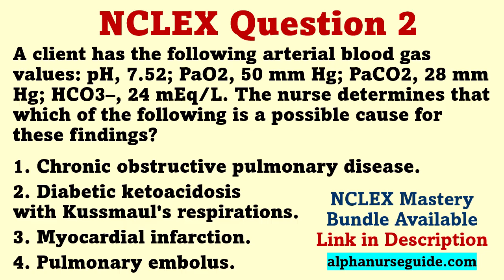The correct answer is 4. PaCO2 of 28 and PaO2 of 50 are both abnormal. The PaO2 of 50 signifies acute respiratory failure. In evaluating possible causes for this disorder, the nurse should consider conditions that lead to hypoxia and hyperventilation, such as pulmonary embolus. COPD is typically associated with respiratory acidosis and elevated PaCO2. The client with diabetic ketoacidosis most often has metabolic acidosis. A myocardial infarction does not often cause an acid-base imbalance because the primary problem is cardiac in origin.